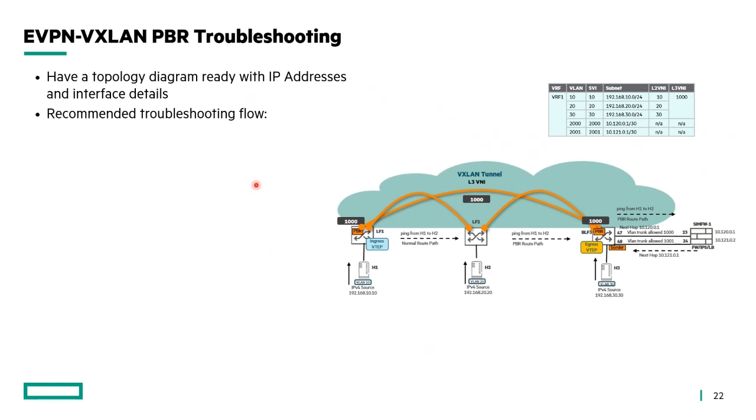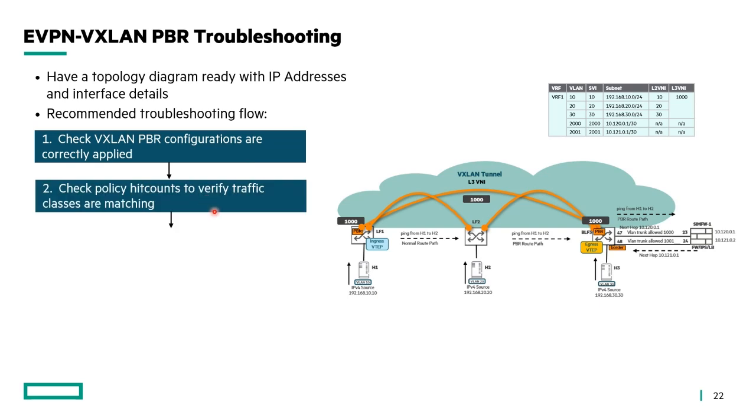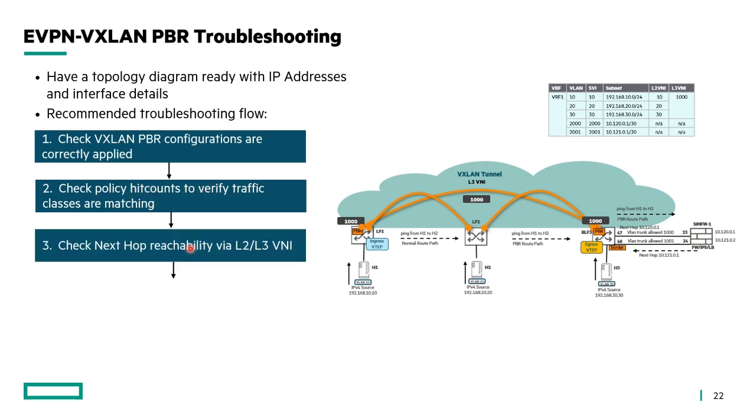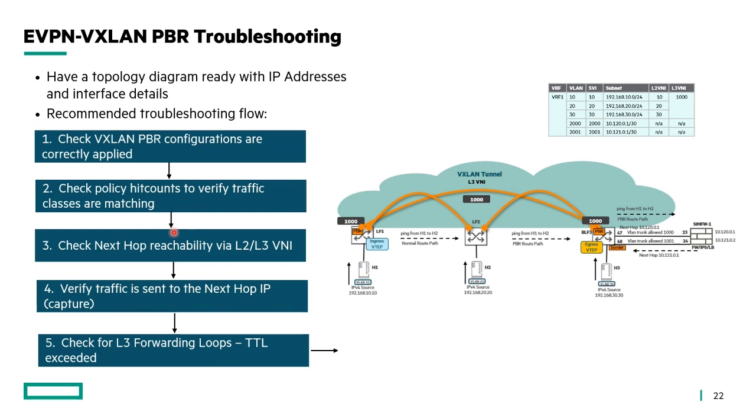Okay, so for PBR troubleshooting steps, generally you want to have a topology diagram ready with the IP address and interface details that you see here. And for the recommended troubleshooting flow, you want to check that the VXLAN PBR configurations are correctly applied. As we mentioned with the class counts, check that the policy hit counts are verified, that the traffic classes are matching. Check the next hop reachability via L2 or L3 VNI, and verify that the traffic is sent to the next hop IP. In most cases, that's going to involve a packet capture.